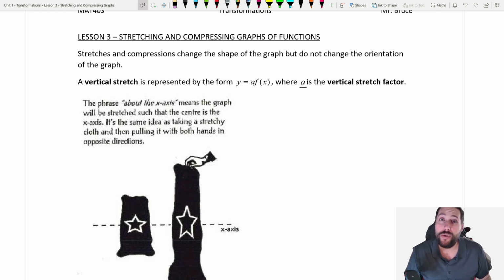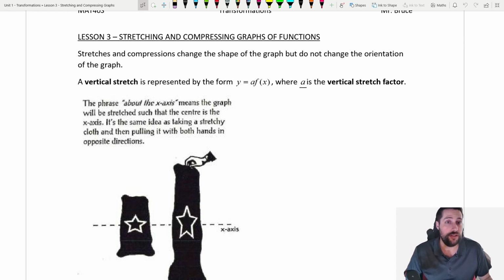Today we are going to be moving on to lesson number 3 of our transformations unit. We're talking about stretching and compressing graphs of functions. Okay, so let's get started. Stretches and compressions change the shape of the graph, but do not change the orientation of the graph.